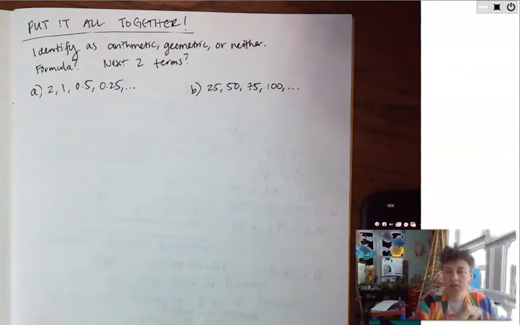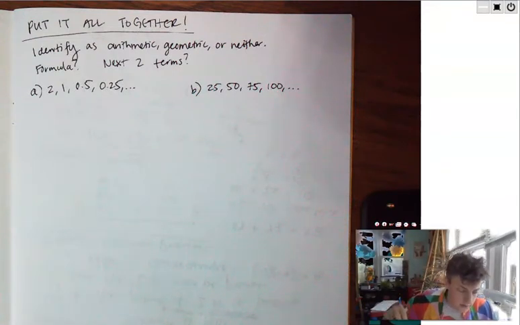Alright, we're ready for one last game called Putting It All Together. We're going to identify whether the sequence is arithmetic, geometric, or neither, and then identify its explicit formula and the next two terms. We've got two sequences here, 2, 1, 0.5, 0.25, and 25, 50, 75, 100. I'm going to set the timer for 30 seconds. Let's see what we can do.